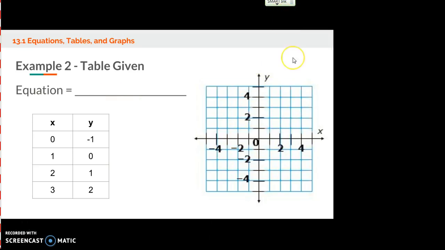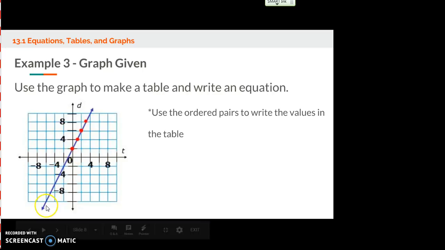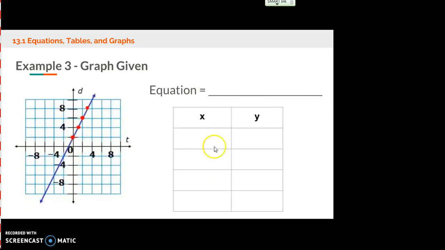All right, and as you can probably guess, the third is, here's the graph, you write the equation and make the table. It doesn't matter what order you make the other 2 items in, but you do need both. When you're given the graph, sometimes it's easier to write the table, because the table is just the ordered pairs, and then go looking at the table to find your pattern to write the equation. So here we have this line right here, and we're going to make a table and write the equation. So we want to fill in this information here from this graph.